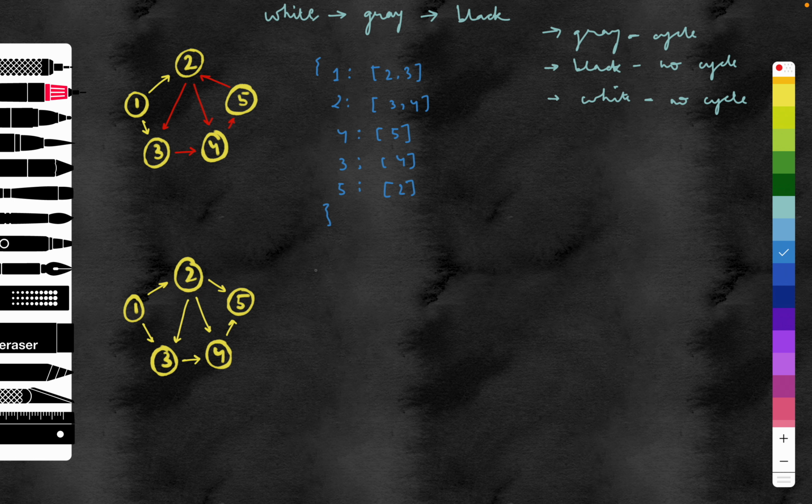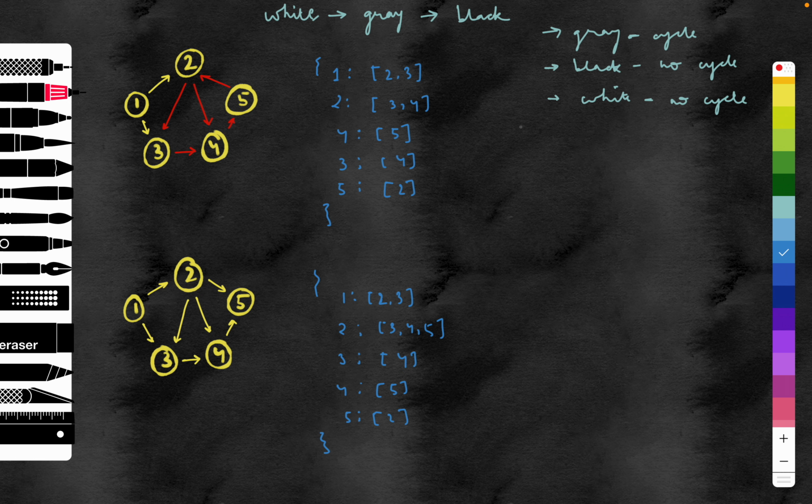Let's do the same for this one also. So 1 has neighbors 2 and 3. 2 has neighbors 3, 4, and 5. 3 has neighbors 4. 4 has a neighbor 5. 5 has a neighbor 2. So this is the graph representation. We chose the adjacency list.